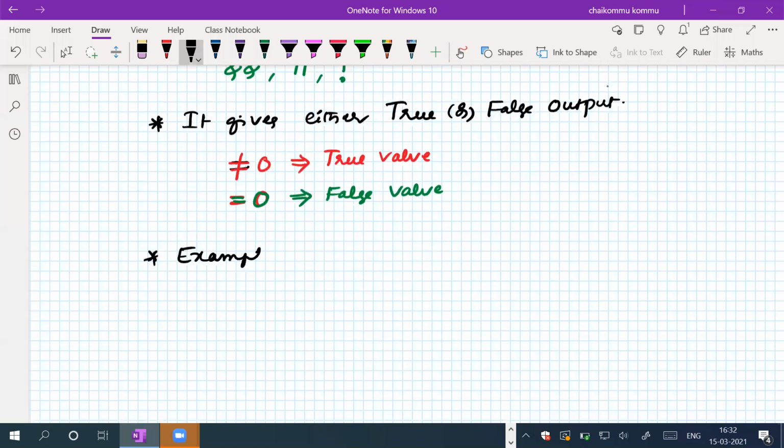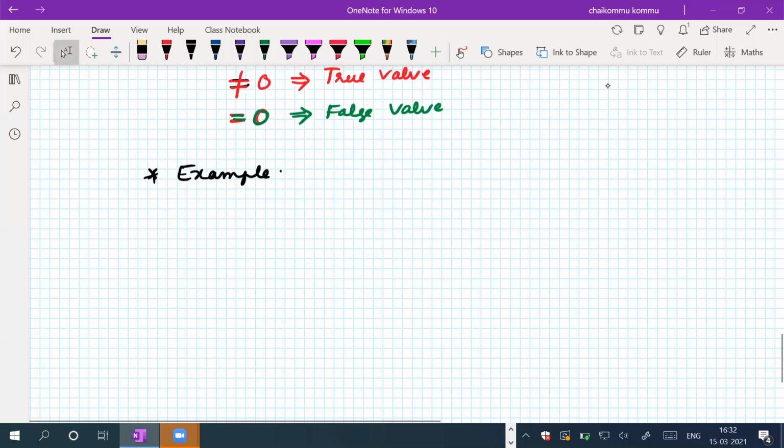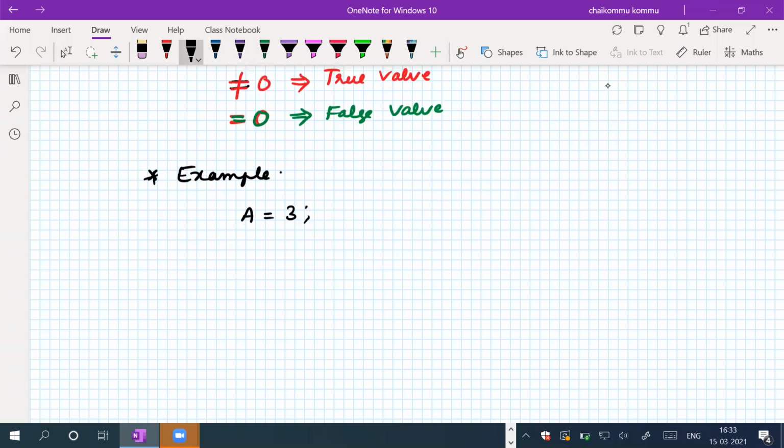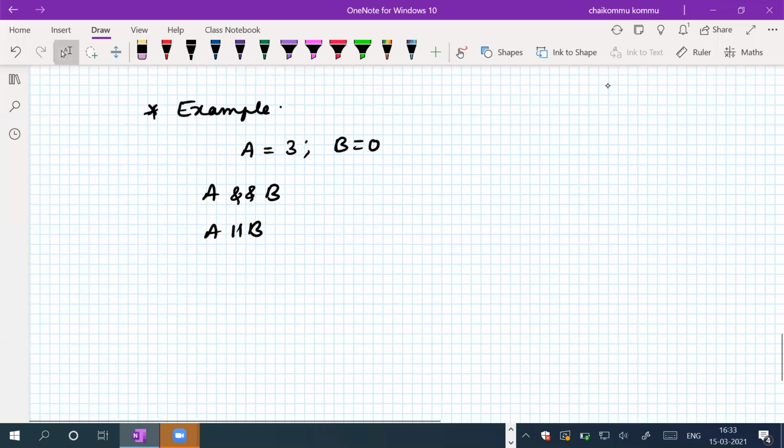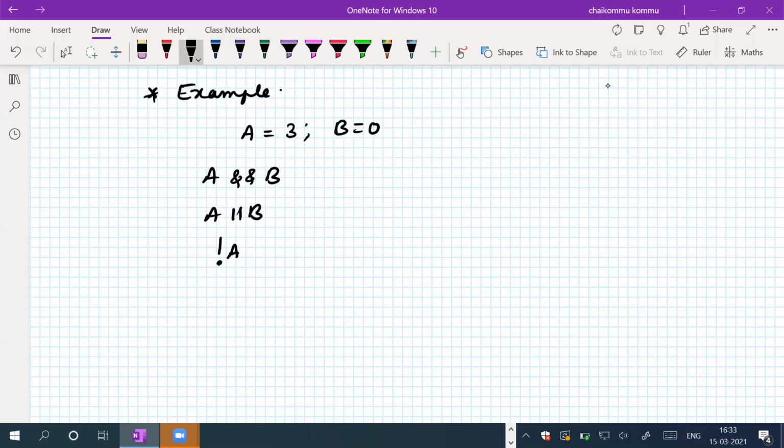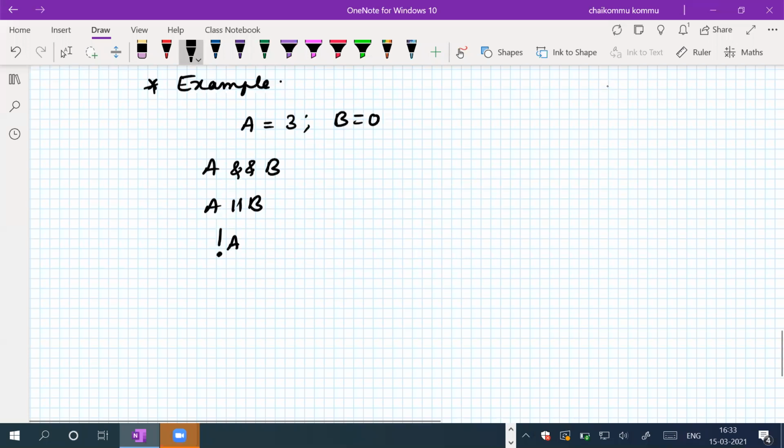Let us consider a is equal to 3 and b is equal to 0, for example. I want to perform a AND b, a OR b, logical not of a, logical not of b. What output will we get here for this one? And one more thing I want to say is that it gives either a true or false output. That means a single data will be the result of this one.